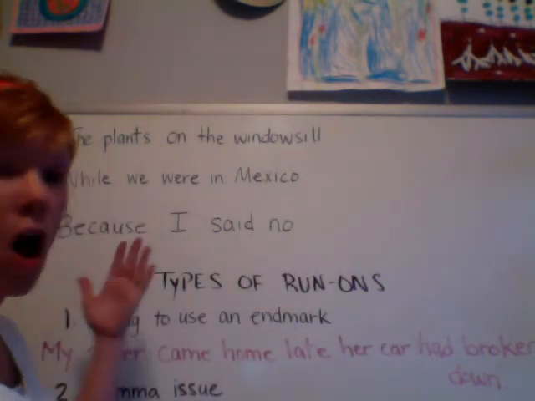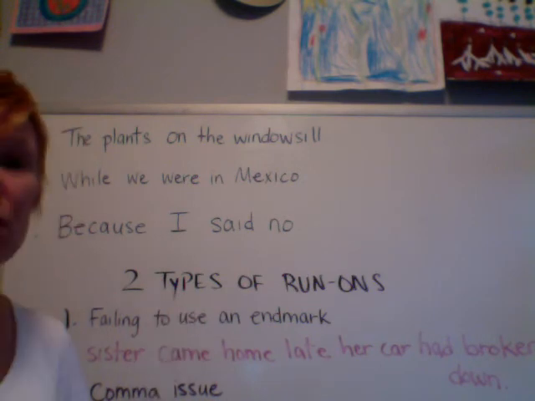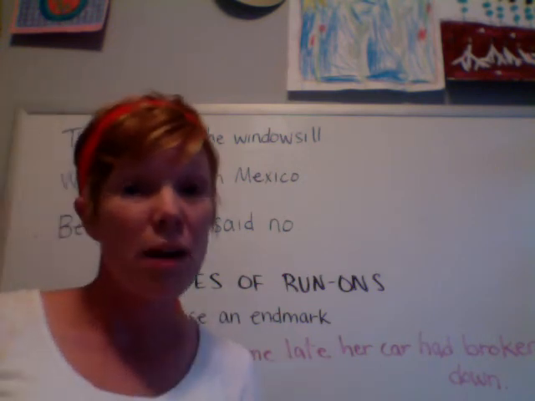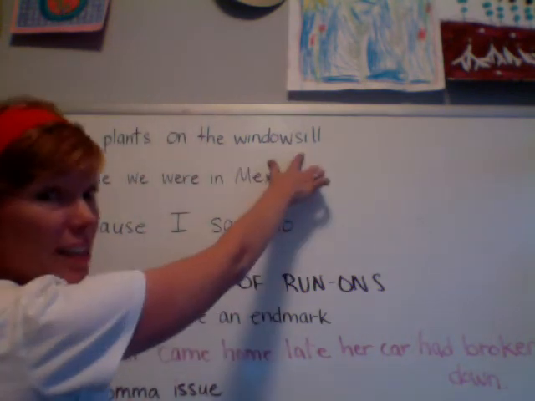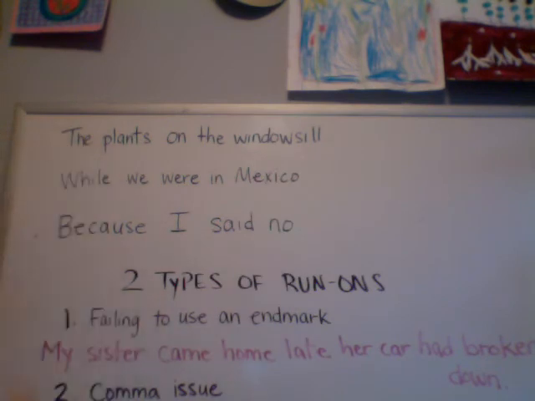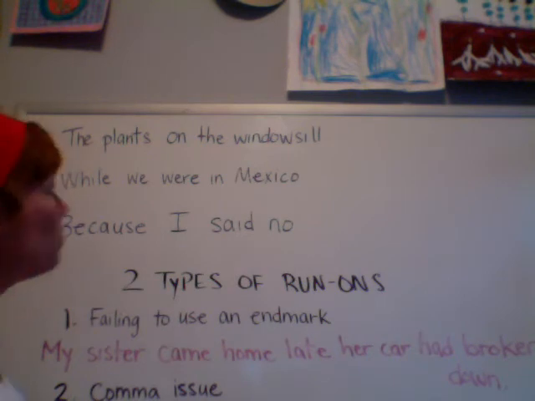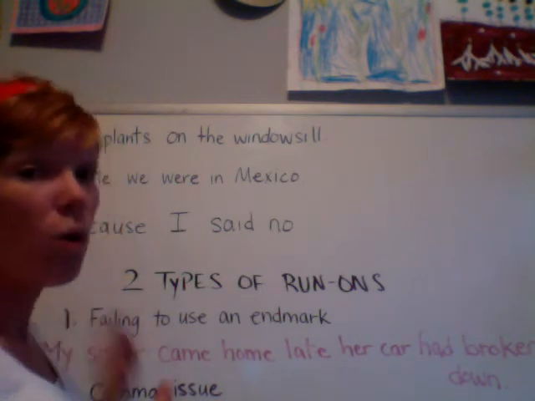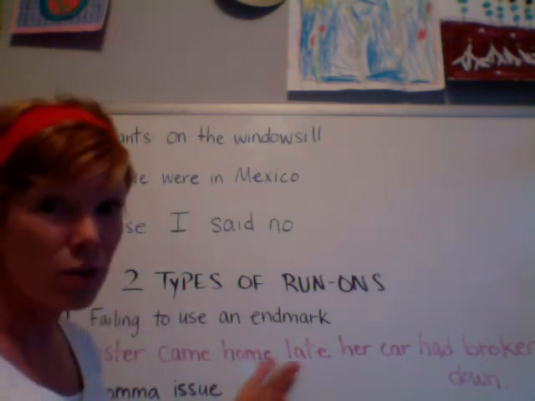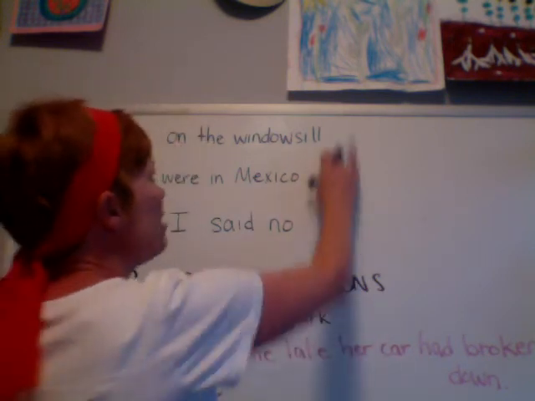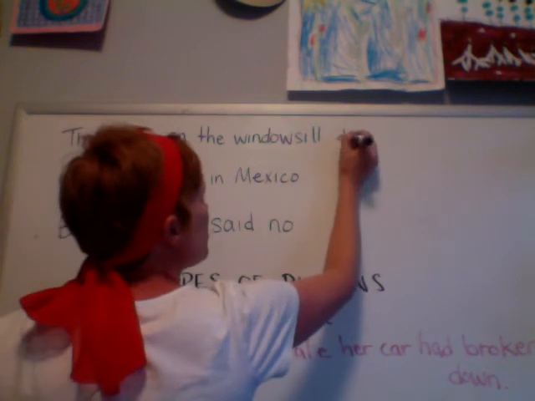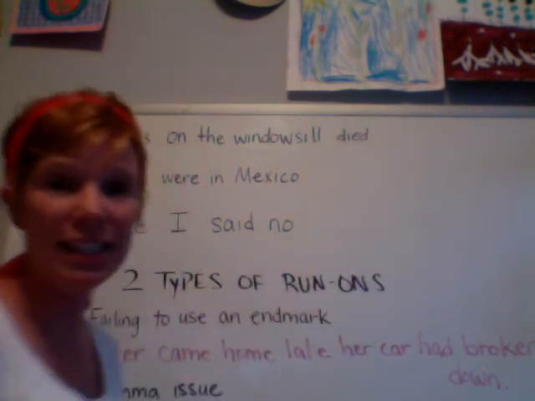The plants on the windowsill. Okay, so what about the plants? There is no verb in this sentence, right? On the windowsill is a prepositional phrase. So we have the plants. So to correct this, we either need to add a verb up front, I saw the plants on the windowsill, or the plants on the windowsill died. Okay, so we can add a verb on either end, but there has to be a subject and a verb to make a complete sentence.